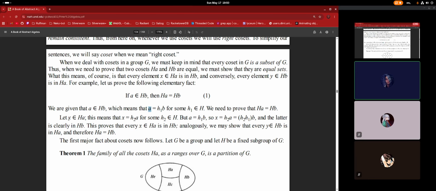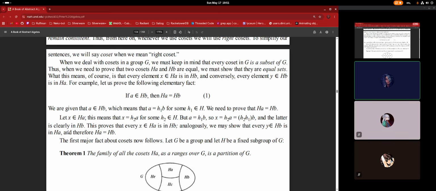So we know that X is in HA, right? This means that we can describe X as H2A, with H2 being in H. But we also know that A from above is equal to H1B. So when we say that X equals H2A, we can swap the A, yes, with H1B. And then if you use associativity, you get this thing. And the latter is clearly in HB.